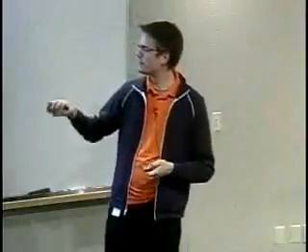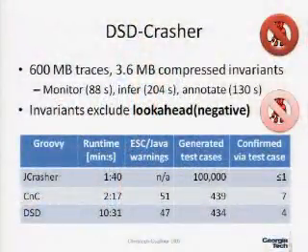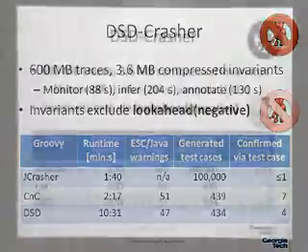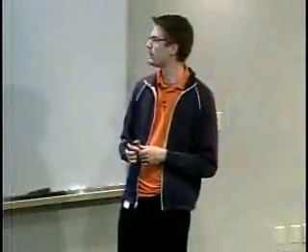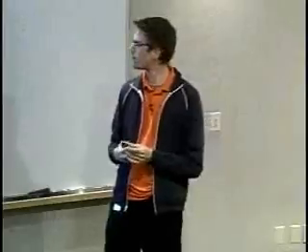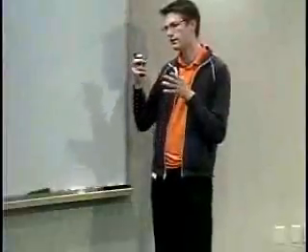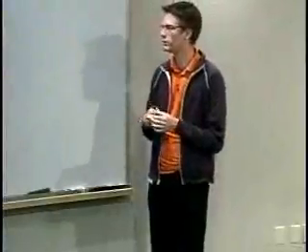And then comparing this to DSD-Crasher. DSD-Crasher with the Daikon step at the beginning collects a 600 megabyte trace file that Daikon infers invariants from, which then become 3.6 megabytes of compressed invariants. It takes 88 seconds to monitor, then 200 seconds to infer the invariants, and then another 2 minutes to annotate the sources. And the nice thing here is that those inferred invariants were able to exclude the warning about putting a negative value into lookahead.